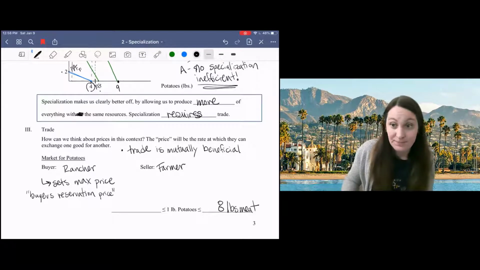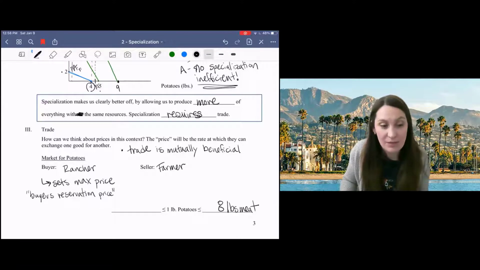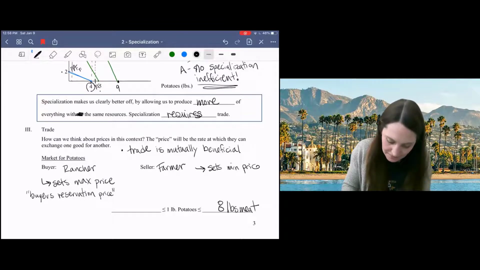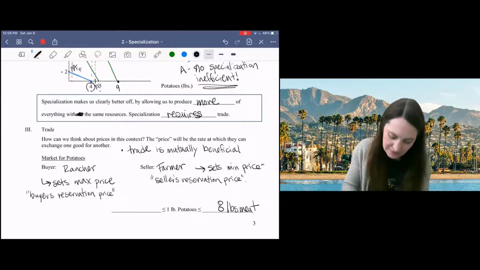What about the farmer? The farmer is the seller. If you've ever sold anything, you know that you want the highest price possible. That's the money you get, right? The benefit you get from selling something. So the farmer wants the price to be as high as possible, but there is some price below which the farmer will not agree to sell the product. So the seller sets the minimum price in the market, which we sometimes refer to as the seller's reservation price. And those terms will come back in the next module.